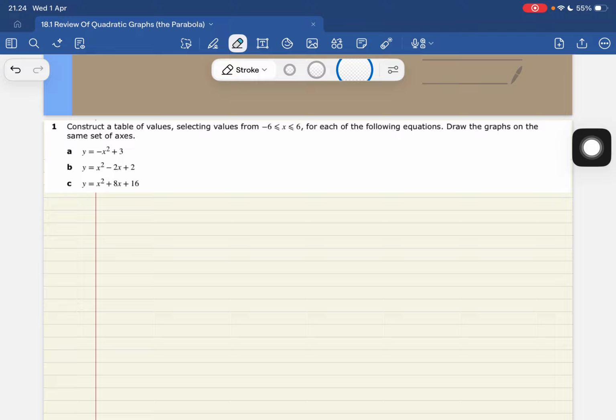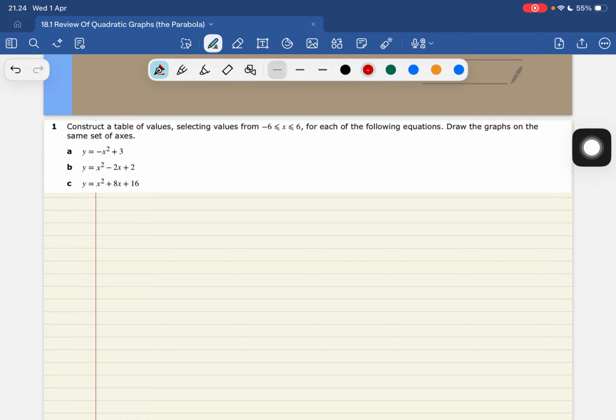Hi, in this question, I'm going to solve a practice question for review of quadratic graphs, the parabola. So we need to construct a table of values selecting from -6 to 6. For example, for a, when x equals -6, y equals minus (-6) squared plus 3. Then go on, when x equals -5, y equals minus (-5) squared plus 3. And then go on until we get x equal to 6, so y equals minus 6 squared plus 3.